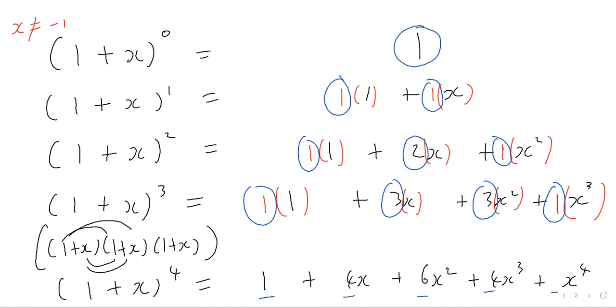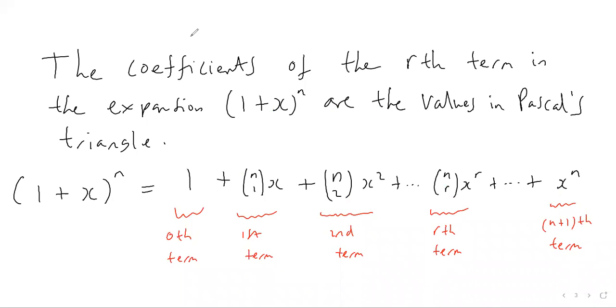So yeah, we get the coefficients of Pascal's triangle when we expand 1 plus x to a power of a non-negative integer. So the coefficients of the terms of the expansion of 1 plus x to the power of n are the values in Pascal's triangle. What I mean is, if we call the number 1 there the 0th term (I know it's technically the first term, but for this purpose let's call it the 0th term), then the 0th term is 1.